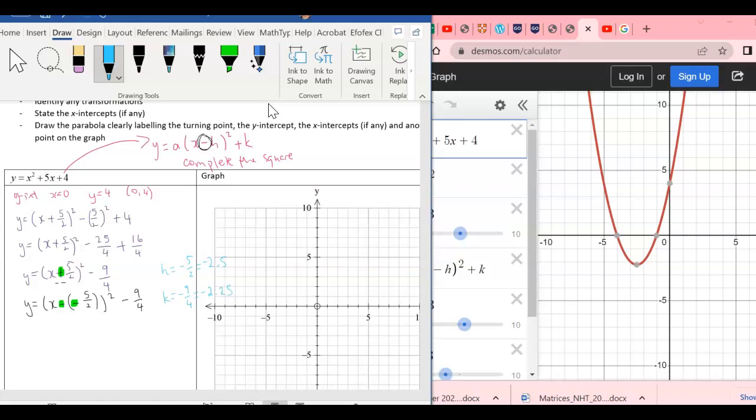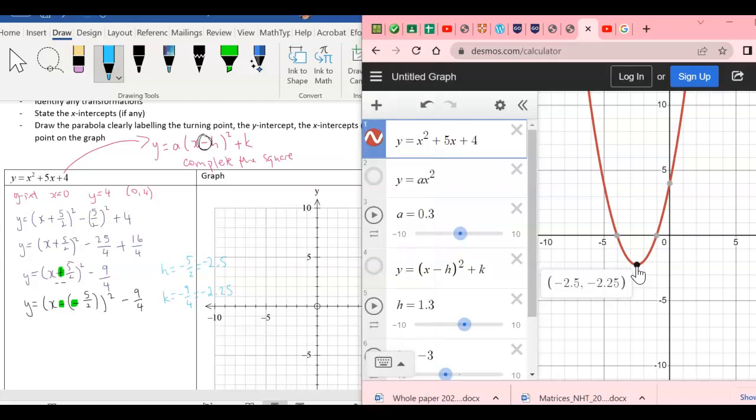Because I'm just doing that because on Desmos it's going to give us the decimal answer. So let's go back over to Desmos. So this turning point, see how your h is negative 2.5, your x coordinate of your turning point, and then the y coordinate or your value of k is negative 2.25. All right, so that's your turning point. What else do we have to do?